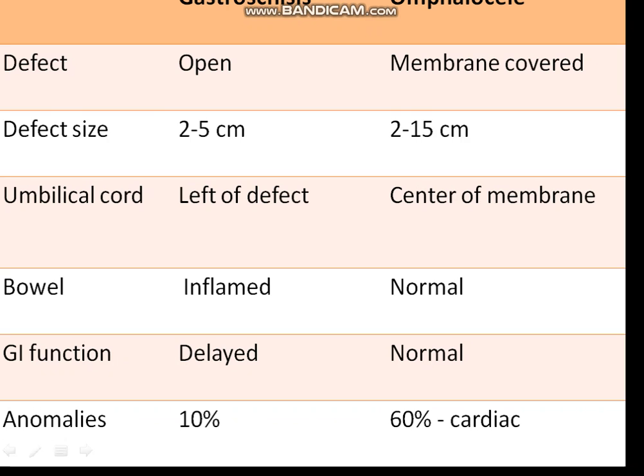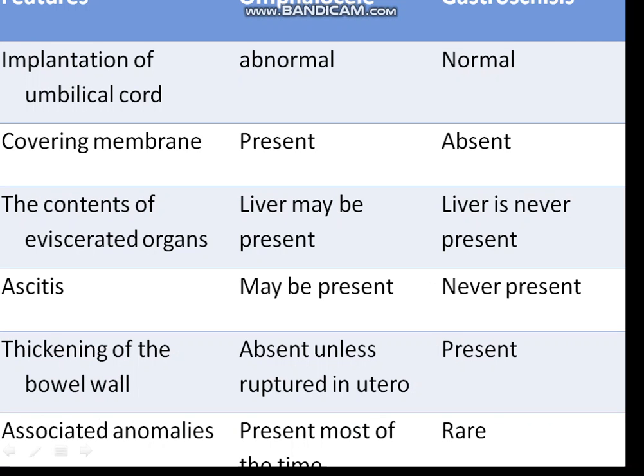Umbilical cord is located to the left of the defect in case of gastroschisis, മറ്റിടത്ത് സെൻറ്ററിലാണ്. Bowel is inflamed in gastroschisis, normal in omphalocele. GI function is delayed in gastroschisis, normal in omphalocele. Anomalies are very rare, 10% മാത്രമേ ഉള്ളൂ ഗ്യാസ്ട്രോഷിസിസിൽ, while in omphalocele it is 60%. Usually it is cardiac. ഈ പേജിൽ തിരിച്ചാണ് എഴുതിയിരിക്കുന്നത്, വീണ്ടും ഓർമ്മിപ്പിക്കുകയാണ്.